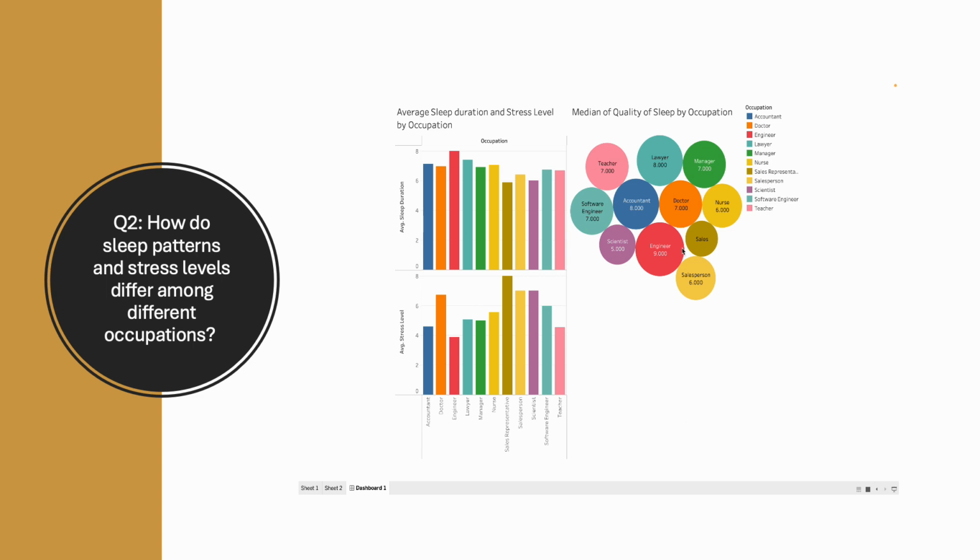From the bubble chart on the right, we can see the same trend. Occupations with higher stress indices also have lower sleep quality medians. The sleep quality median for sales representative is 4, the lowest, and the sleep quality median for scientist is 5, the second lowest. On the other hand, occupations with the longest sleep duration and the lowest stress indices also have the highest sleep quality medians. Engineers have a median of 9, while accountants and lawyers both have a median of 8.